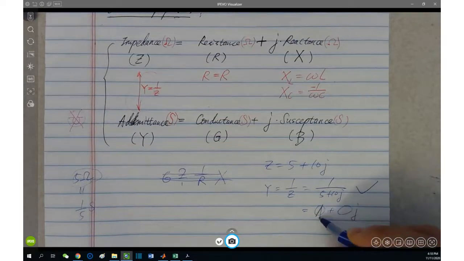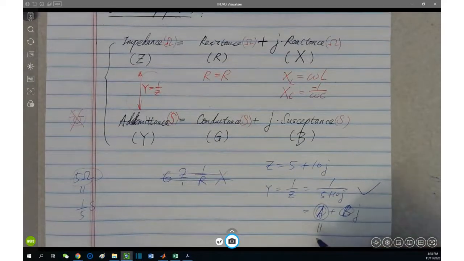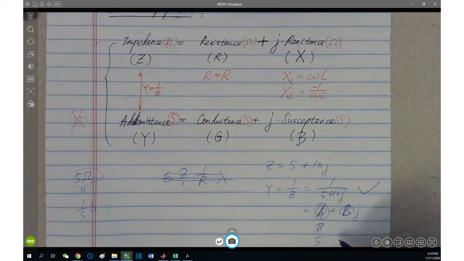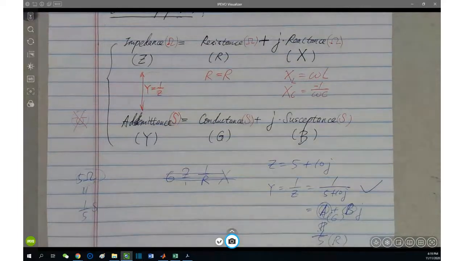This ends up as another complex number. We don't have to find the value of the real part and the imaginary part, but does the real part equal 1 over 5? Definitely not. Does it make sense? Because 5 is the R. This is R, and that real part is the G. G is not equal to 1 over R. That's what I mean by reciprocal. So this is true only when only resistance exists. Does it make sense, or any questions?